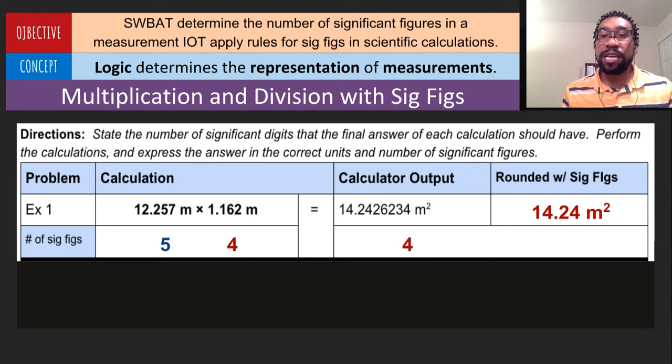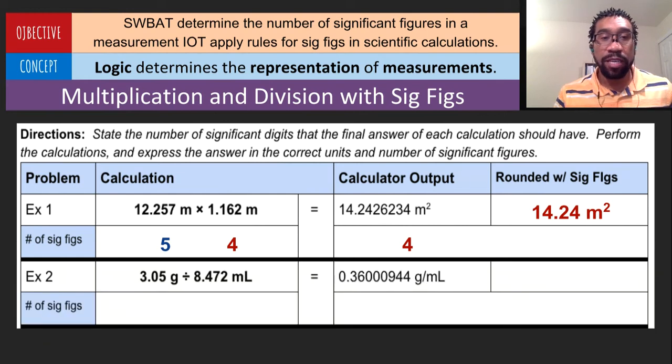This is telling us that the only numbers that are important in this calculation are the first 4. All the other numbers after that are meaningless. So let's move on to our next example. Here, we're going to look at division. 3.05 grams divided by 8.472 milliliters. Okay, so the first thing again is we're going to count the number of sig figs.